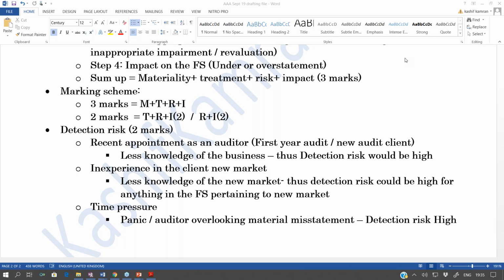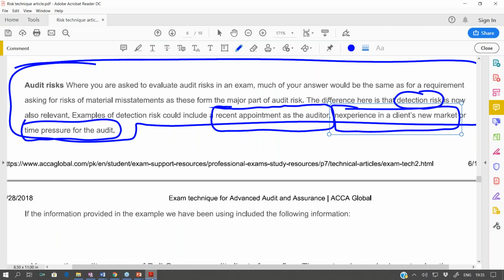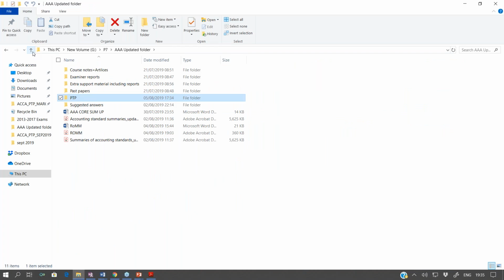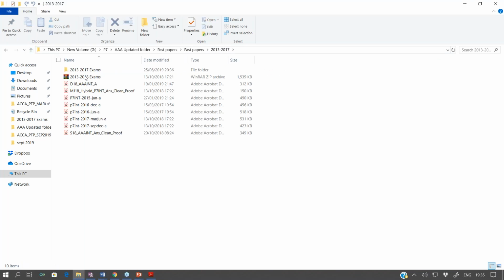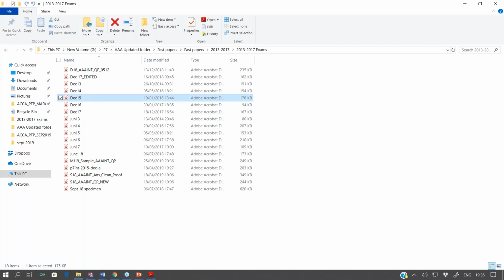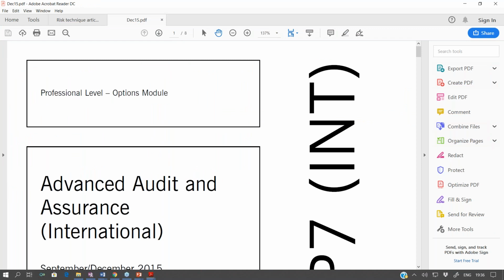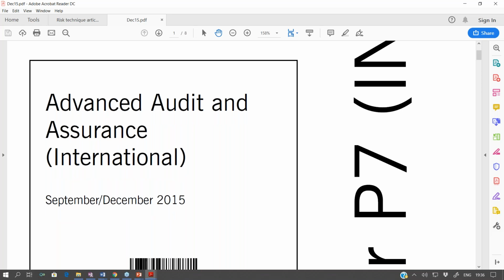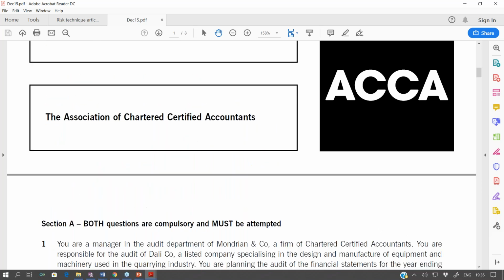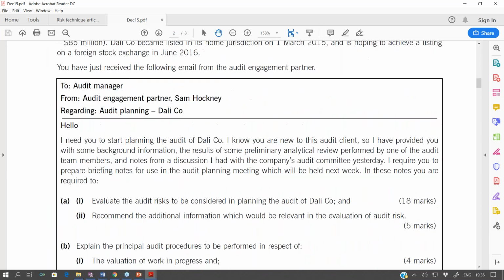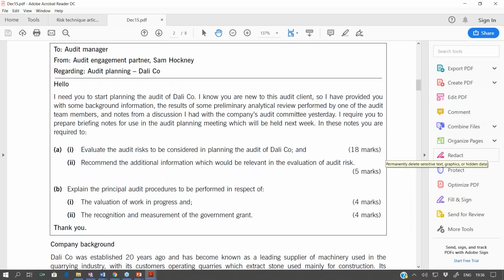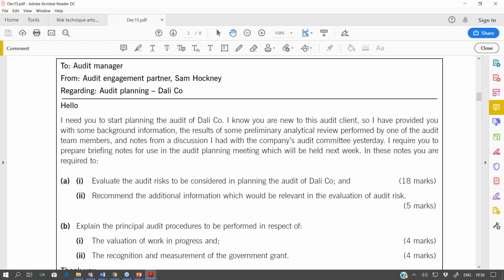Now, when we look at the December 15 question number 1, this is the December 15 exam paper right in front of your screen. We're looking at the very first question, right? The area we are attacking in the next 90 minutes is the audit risk, which we have just understood, right? So you can see the question in front of you, and we are looking at the requirement here.